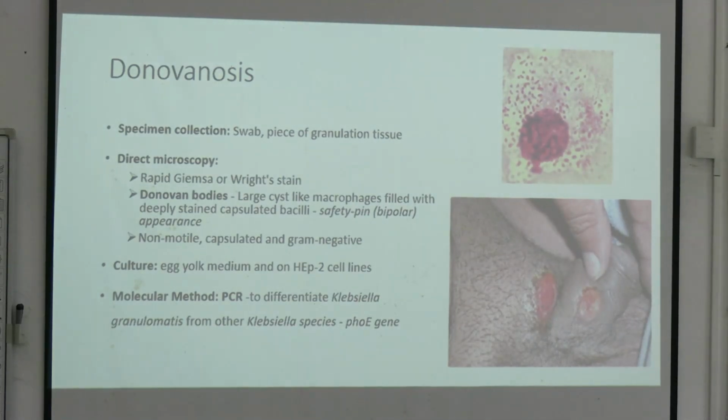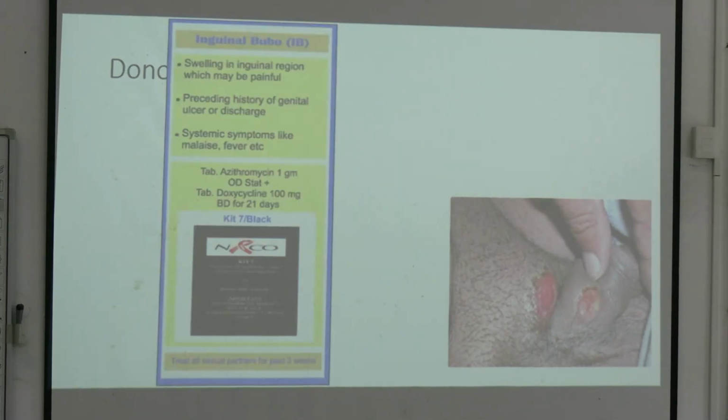For diagnosis we can take the specimen from a swab of the ulcer bed, and if we do direct microscopy we can find the gram-negative bacilli over here. These are also called Donovan bodies. Culture can also be done. However, it is very difficult to culture in artificial media. We need cell lines. Okay. Molecular methods have superseded for diagnosis. Now over here again the inguinal bubo, antibiotics will be azithromycin and doxycycline.